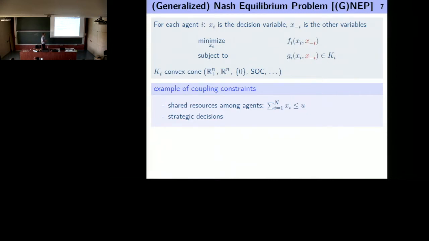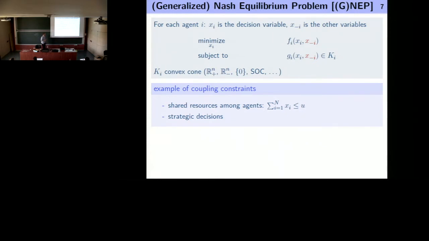So the idea is that this is the optimization problem for each player. x_i is the decision variable of that player, and x_{-i} is all the other variables. And so you usually have interactions, or coupling between the players, in the objective function. However, if you have a coupling in the constraints, then you have a generalized Nash equilibrium.